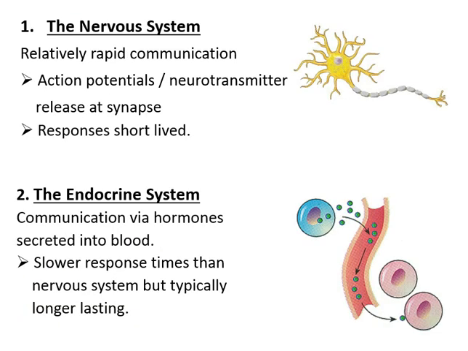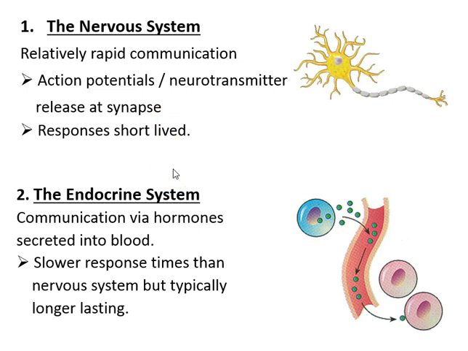This summarizes the basic properties of each of these communication systems in the body. Firstly, we have our nervous system, built on nervous tissues, in particular the neurons which transmit the information. They transmit the information via action potentials and the release of neurotransmitter molecules at the synapse. The communication is relatively rapid, but it's short-lived.